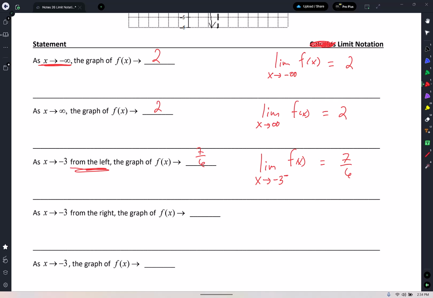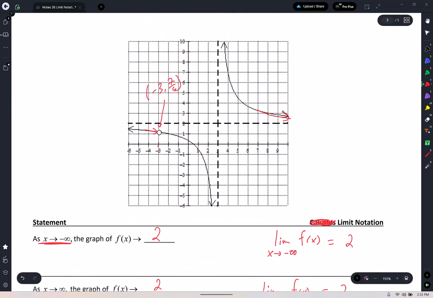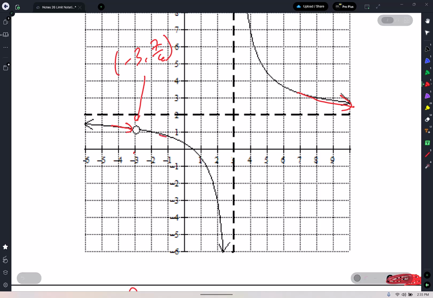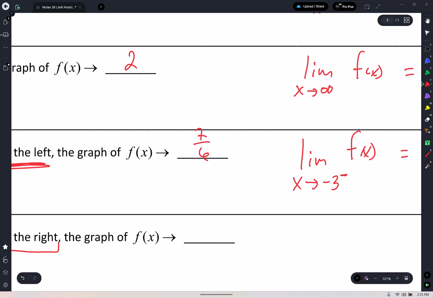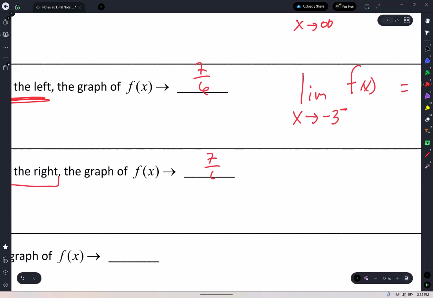As x approaches negative 3 from the right, I'll show you receipts in case you don't believe me. I have it on my little phone. As x approaches negative 3 from the right, the graph of f of x, okay, so here it is. I'm looking at negative 3. I'm approaching from the right. What is that y value? 7 over 6. It didn't change in this one.